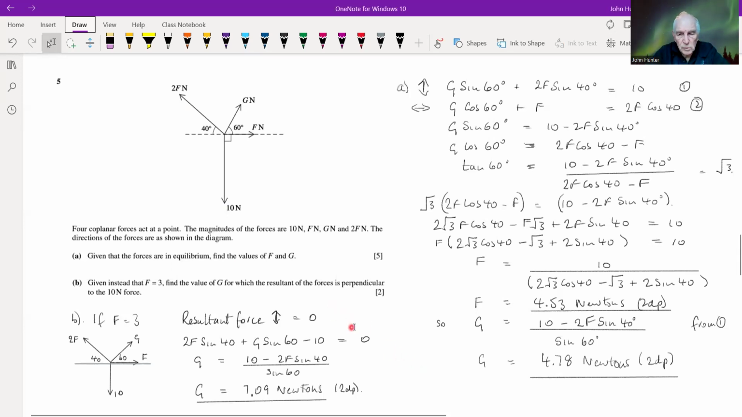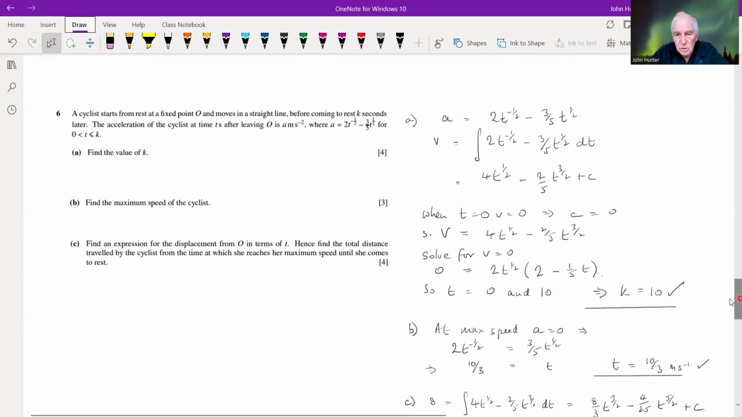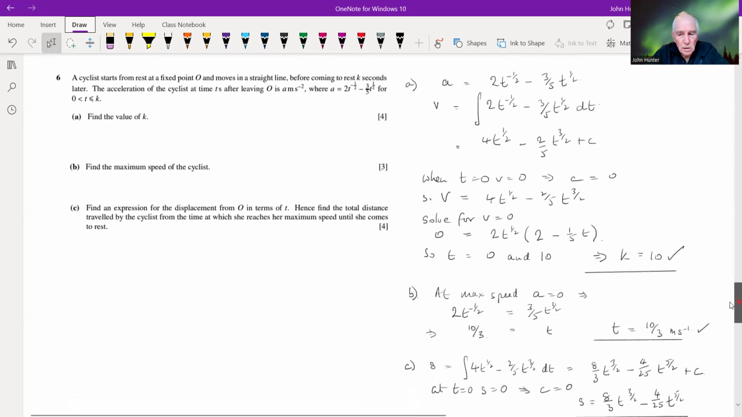So the principle's not too difficult. There's a little bit of a trick here with the resultant force, but really the main difficulty on this one is just making sure you don't make any mistakes with all this calculation going on. Right, let's move on to this next one.